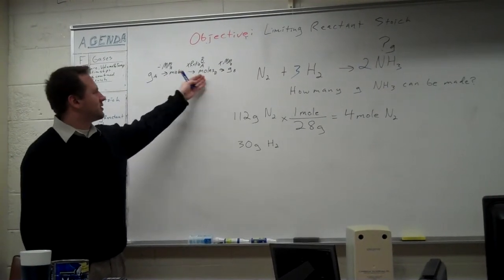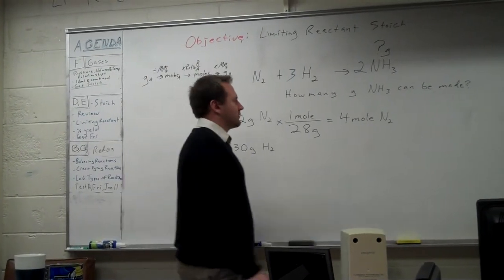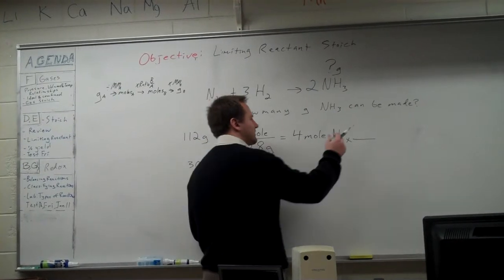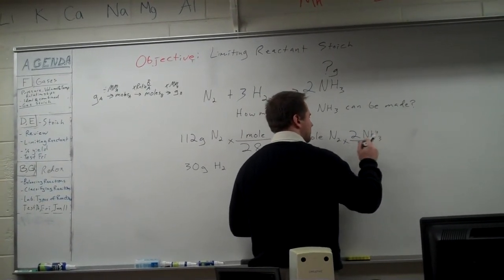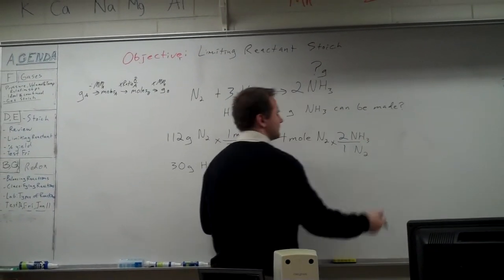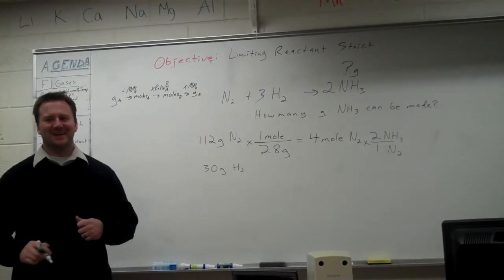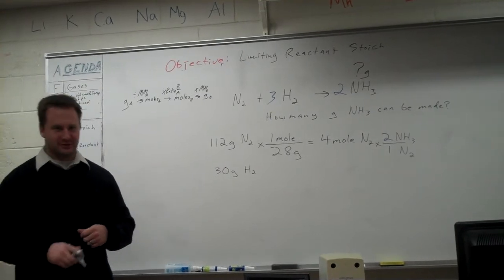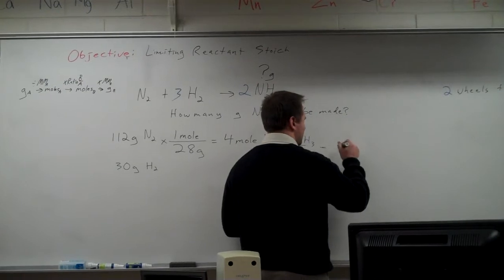Now I've got to find out how much ammonia I can make. To do that, we're going to use the ratio in the chemical reaction to say that we get 2 moles of ammonia for every 1 mole of nitrogen. How many moles of ammonia are we going to make, kids? 8. Thank you for that resounding confidence right there. Yes, we're going to make 8 moles of ammonia.